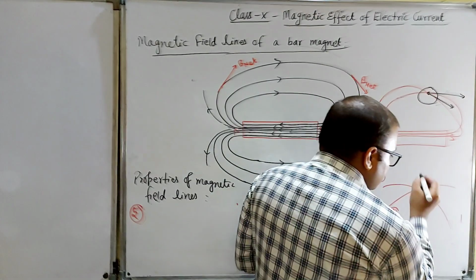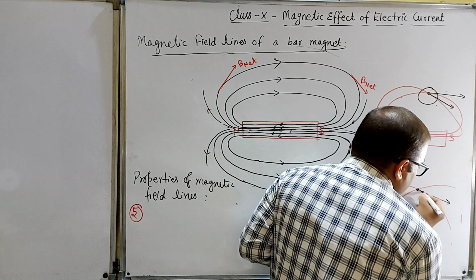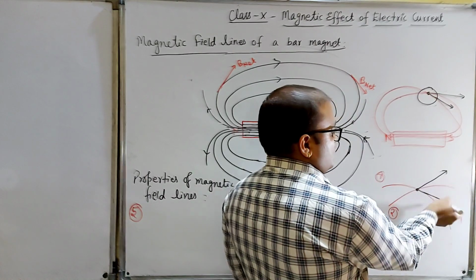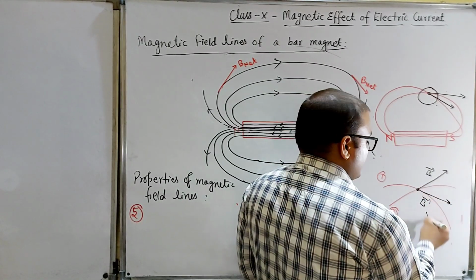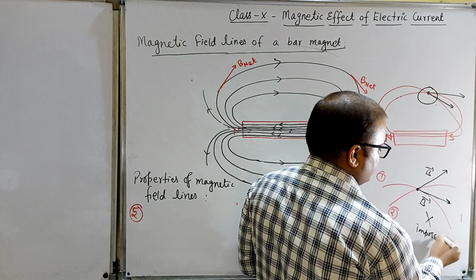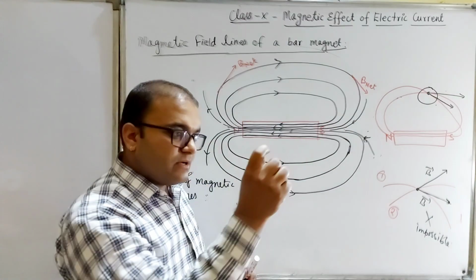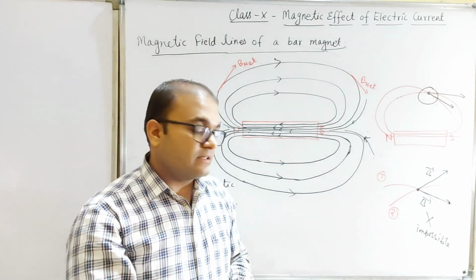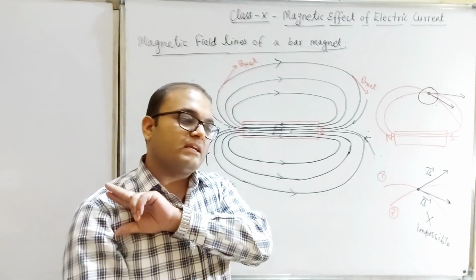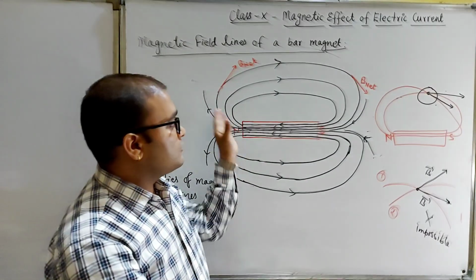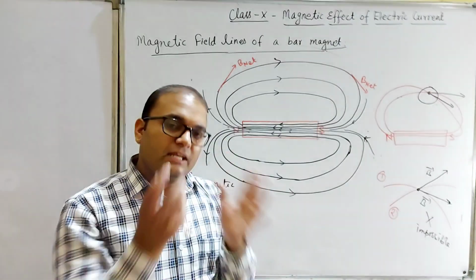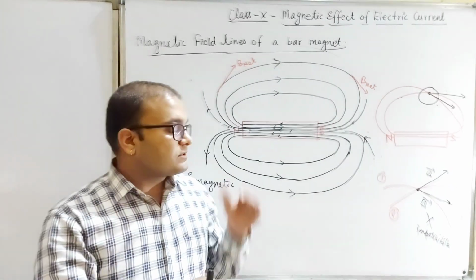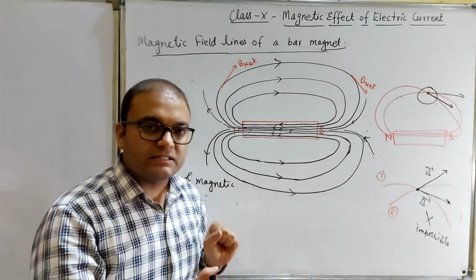Here in this case we can draw a tangent like this, and we can draw the second tangent like this. So there will be two possible directions of magnetic field, which is impossible. So please remember and note down that no two magnetic field lines intersect each other, meaning two magnetic field lines can never intersect each other. Whenever you draw the pattern of magnetic field lines, either for a bar magnet, or later on for a solenoid or a circular coil, the magnetic field lines should not intersect each other.